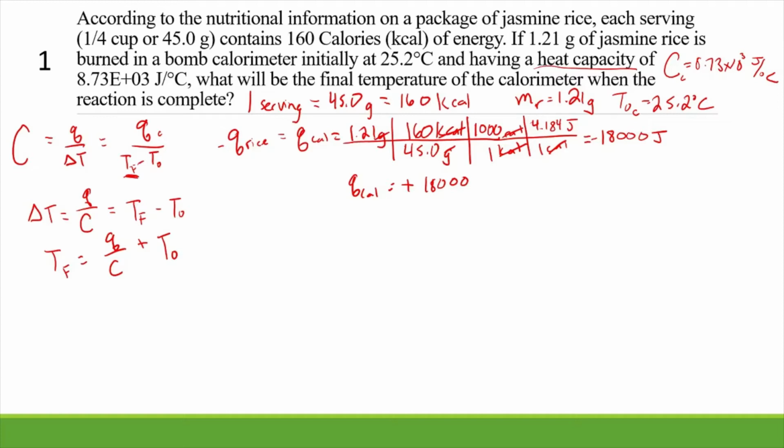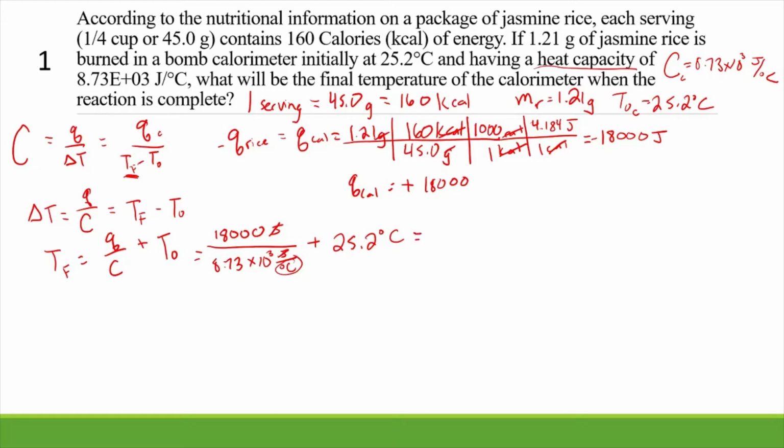Okay, so we know Q, we know C, we know T initial, so our last step is to plug and chug. So we're going to put in 18,000 joules for Q divided by C, 8.73 times 10 to the third joules per degree Celsius. So we can see our joules cancel right there. Plus T initial, 25.2 degrees Celsius. This degree Celsius is going to end up coming up top when you have 1 over Celsius, or joules over Celsius. So that's how those units end up working out.